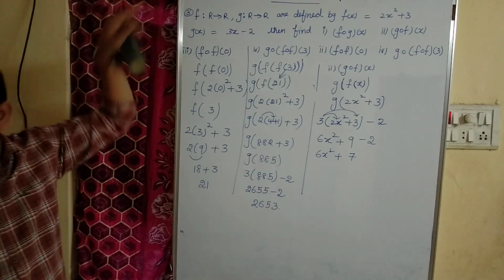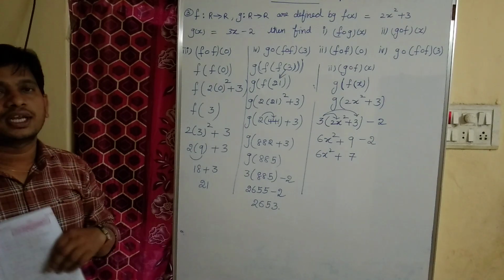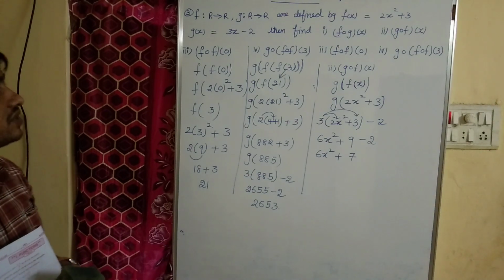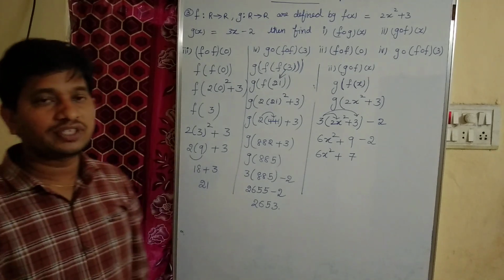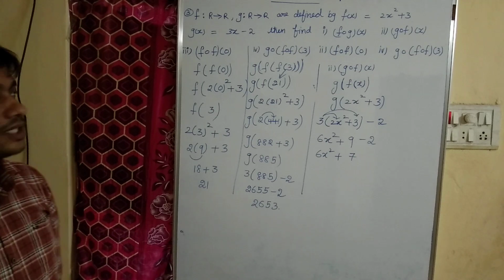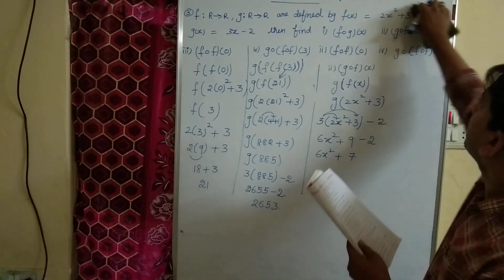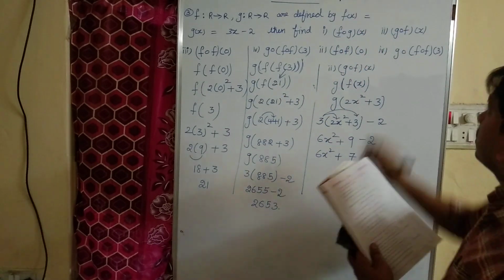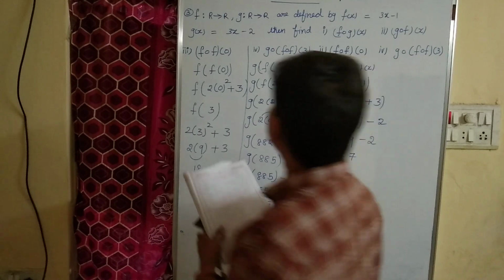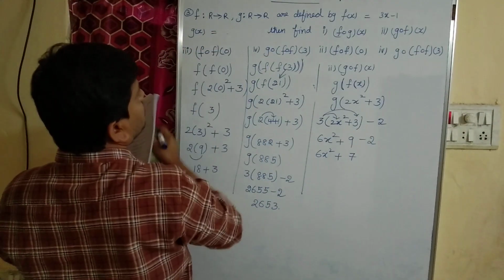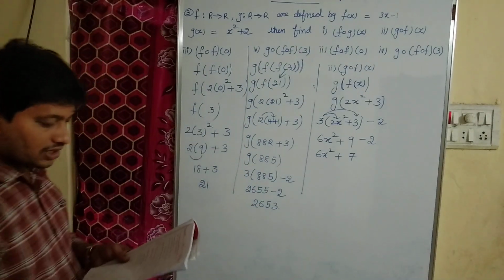Okay. They may ask questions in this manner. They'll ask you to find f circle g of x, g circle f of x, f circle g circle f, f circle f of 0, g circle f of 3, and so on. Okay, let us do one more question. Given f of x is equal to 3x minus 1 and g of x is equal to x square plus 2.